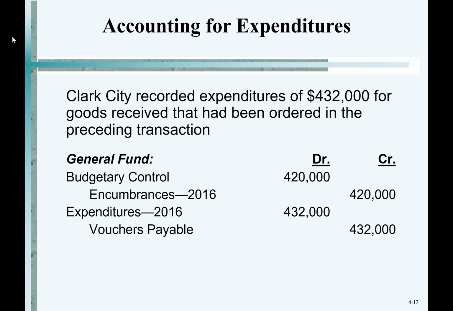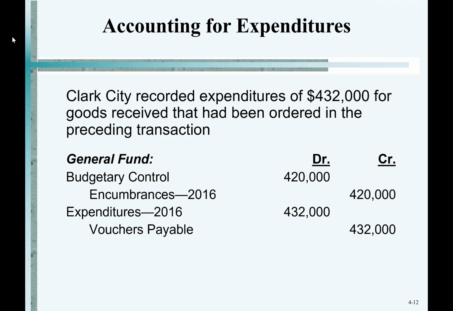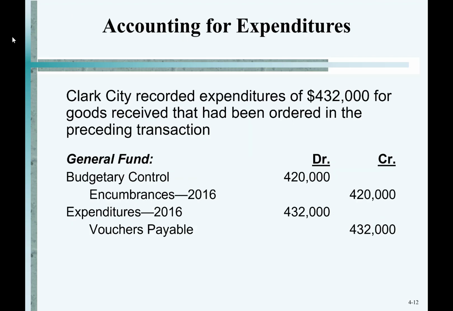Now, when the thing comes in, it comes in at an actual amount of 432. So what do I do? Reverse the original encumbrance entry and set up the actual expenditure for the actual amount. And again, if we were recording this at the governmental activities level, instead of just calling it expenditures, we would call out the programs. Remember, we take a programs approach at the government-wide level. So we'd say whether it's public safety or whatever it was for, and again, credit vouchers payable. That's the same at both levels.